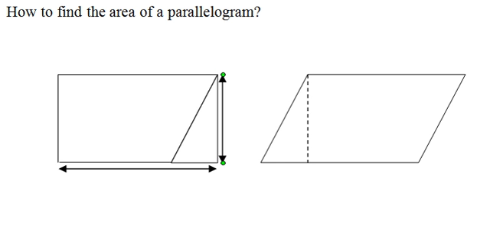Okay, let's compare these two graphs. Let's look at the width first. The width is actually the dotted line, the dotted line on the parallelogram. And we give a name to this kind of dotted perpendicular line. We call it the height.